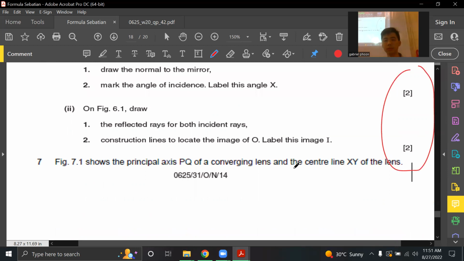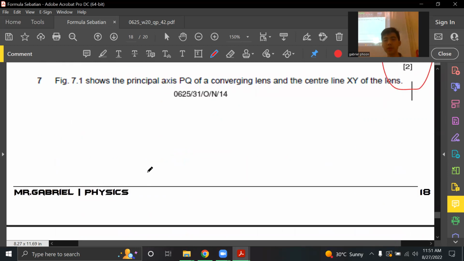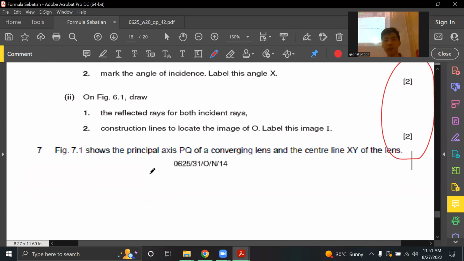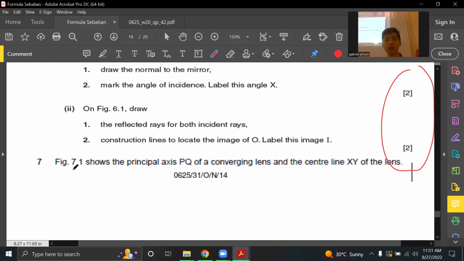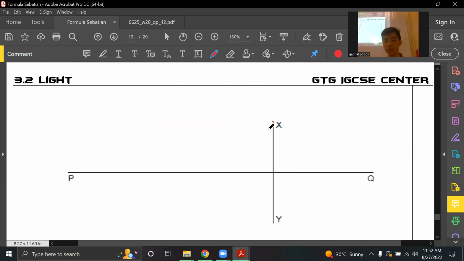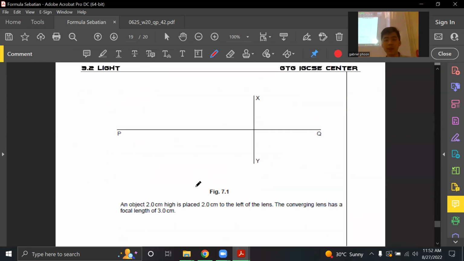Oh, this question should be here. I forgot to skip the page. Anyways, next part, figure 7.1 shows the principal axis PQ of a converging lens with a center XY. This is the center XY. Means to say a lens is going to be like somewhere around here, and you know that this is going to be the optical center. Then after that, this question here, they give you specific parameters, guys. You are supposed to follow the specific parameters.